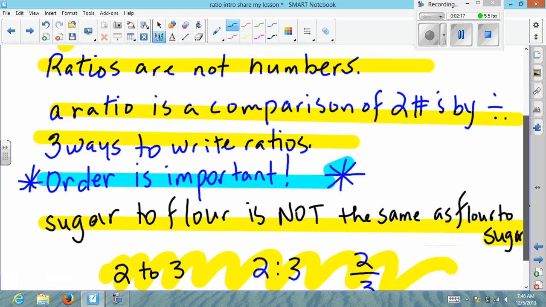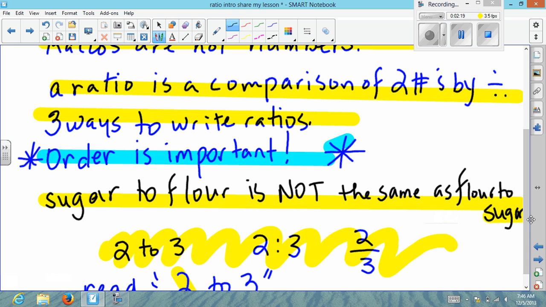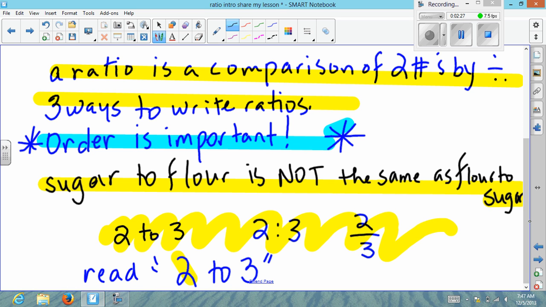And then there are 3 ways to write ratios. You also need to remember that the order in which you write them is important, because if you're comparing sugar to flour, that's different than if you're comparing flour to sugar. So once again, these are all read as 2 to 3. That's the way they're all read.